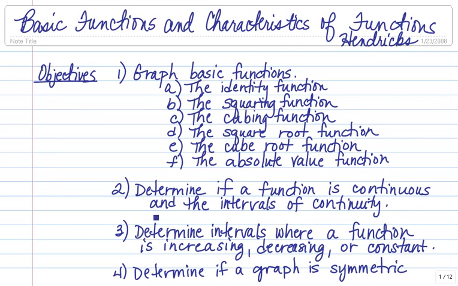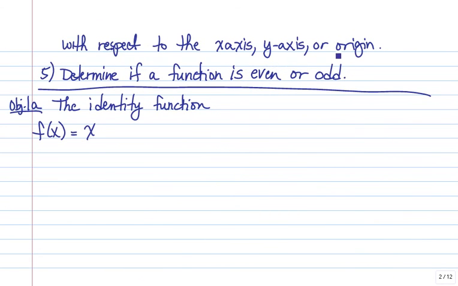You should also be able to determine if a function is continuous and the intervals of continuity. We should be able to determine intervals where a function is increasing, decreasing, or constant, and determine if a graph is symmetric with respect to the x-axis, y-axis, or origin, and lastly, determine if a function is even or odd. I know it sounds like a lot, but those last two objectives actually are really the same. Even and odd are defined in terms of something that you'll find in objective 4. So let's look at objective 1a, that is to be able to graph the identity function.